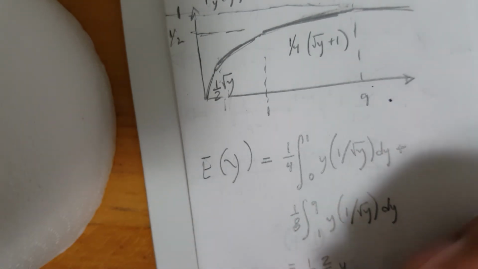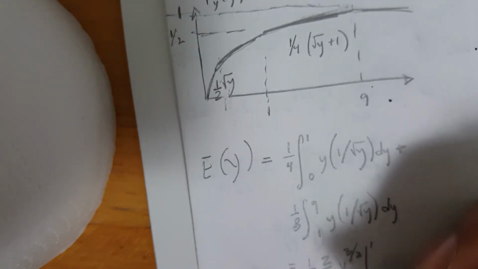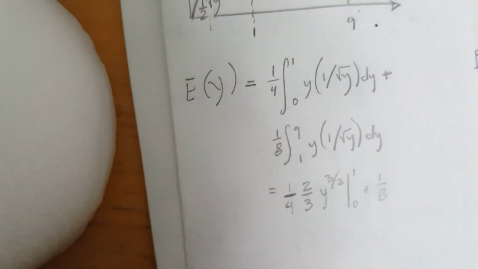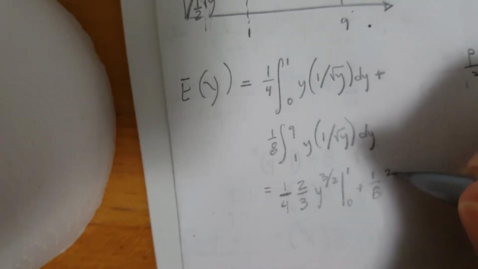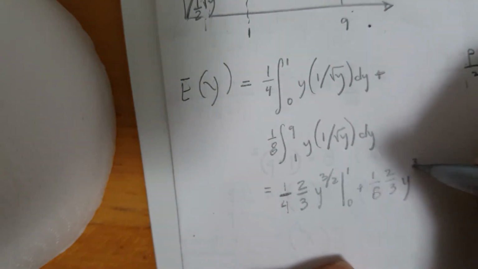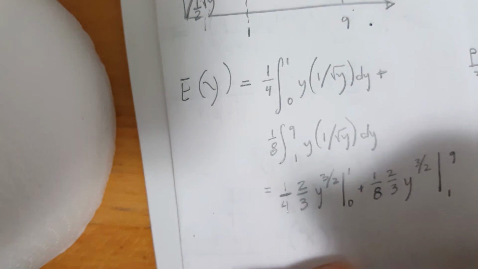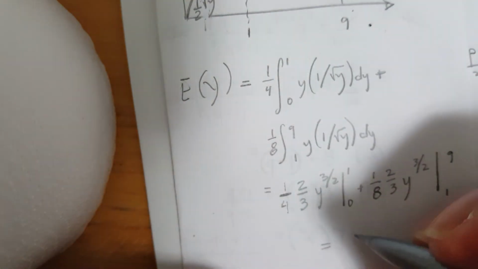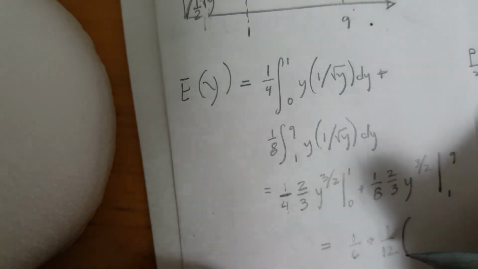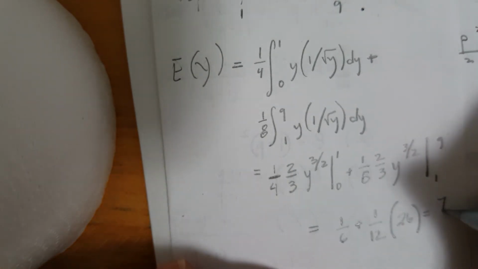2/3 y to the 3/2 from 0 to 1, plus 1/8 times 2/3 y to the 3/2 from 1 to 9, which is equal to 1/6 plus 1/12 times 26, which is equal to 7/3.